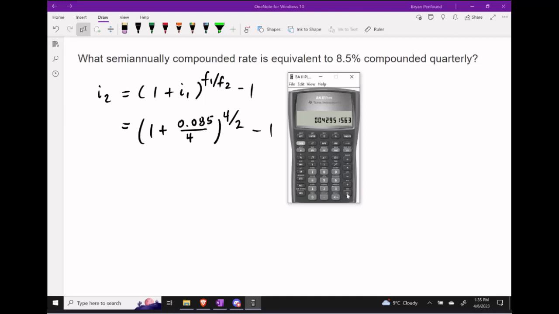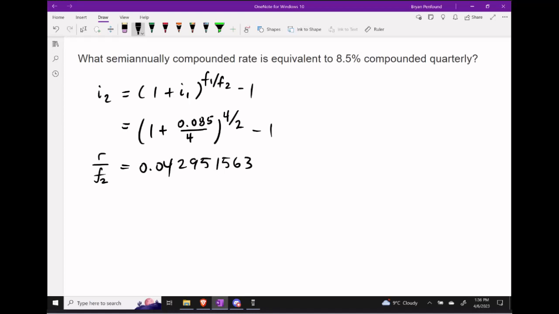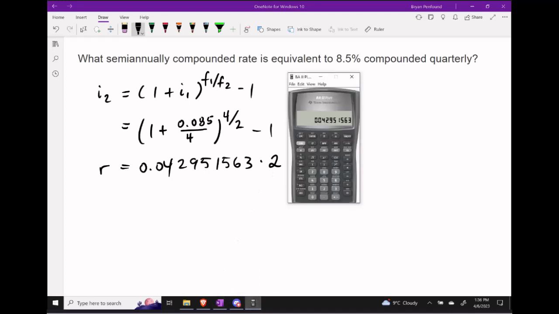for I2. So once we get this decimal approximation, we will have to remember that I is equal to R divided by F. And in our case, we're actually working with frequency number 2. So here F2 is semi-annual, or F2 is equal to 2. That means if we want to get the nominal rate R, we need to multiply this decimal number by 2. So let's go ahead, let's take that decimal number, let's multiply by frequency 2.